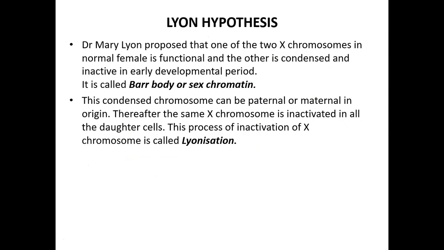Dr. Mary Lyon proposed that one of the two X chromosomes in a normal female is functional and the other is condensed and inactive in the early developmental period. It is called the Barr body or sex chromatin. This condensed chromosome can be paternal or maternal in origin. Thereafter, the same X chromosome is inactivated in all the daughter cells. This process of inactivation of the X chromosome is called lyonization.